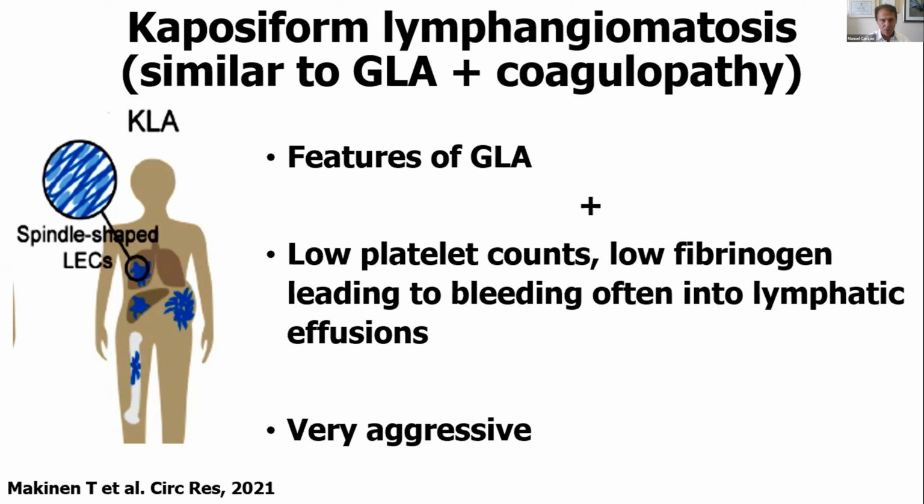From a pathology point of view, it also looks a little bit different from GLA if you get pathology, meaning if you get a sample of affected tissue, because here you get these particular cells, these spindle-shaped lymphatic endothelial cells, which look different than what you would see in GLA.